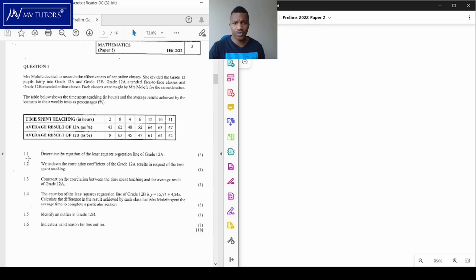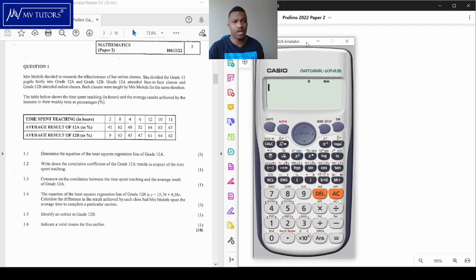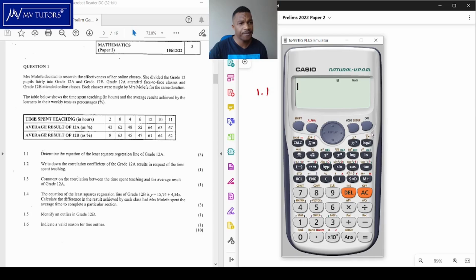Okay, first question, determine the equation of the least square regression line of the grade 12As. So that's 1.1. What we want to do here is get our calculators. We're not going to do it without a calculator. So this is the calculator that you might be having. Here we go. You'll go mode, and then you look for stat, which is number 3. And we have 2 variables here, so we'll go for number 2.